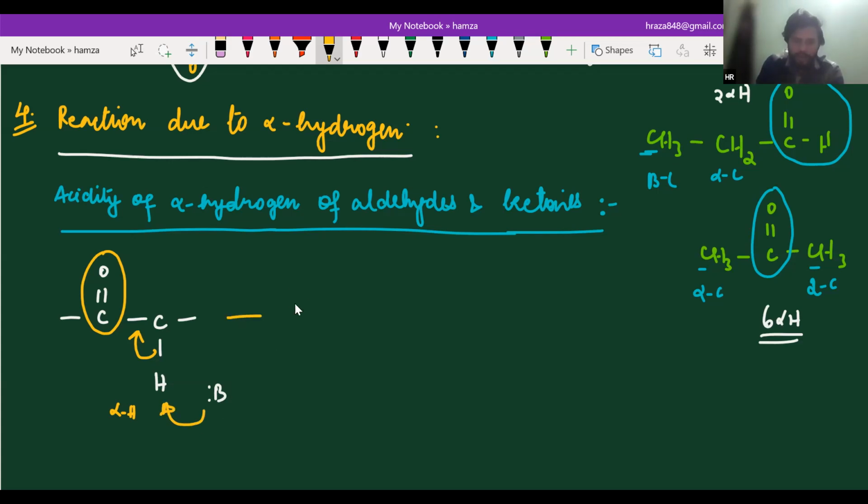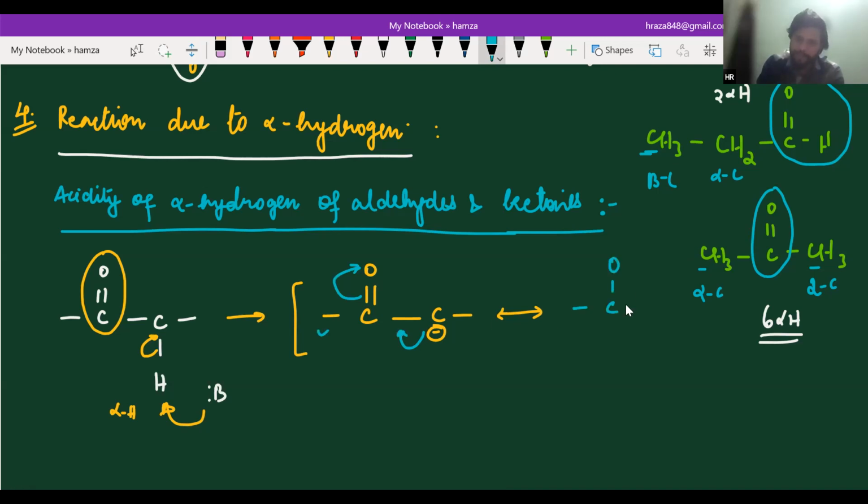Now it's very easy to understand what we will get. This will be as it is, but now this will have a negative charge. Now I'm going to change the arrow. This will give electrons to carbon, so it will have a negative charge, and there was a bond. Now there will be resonance. This will take electrons from here, and it will be like this. Are you getting my point? So please do write.